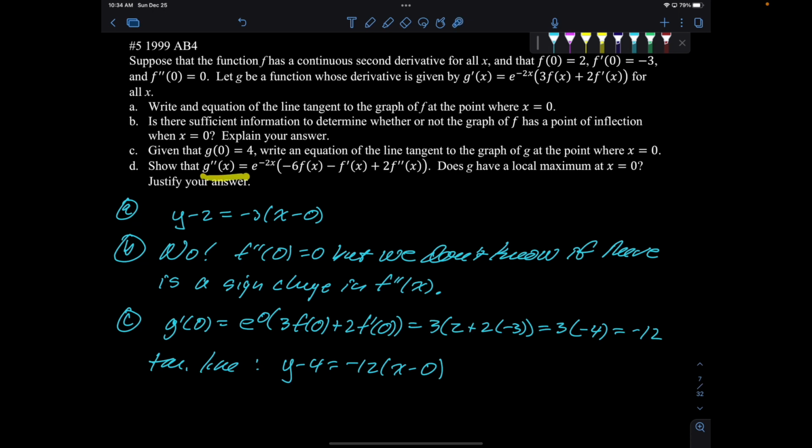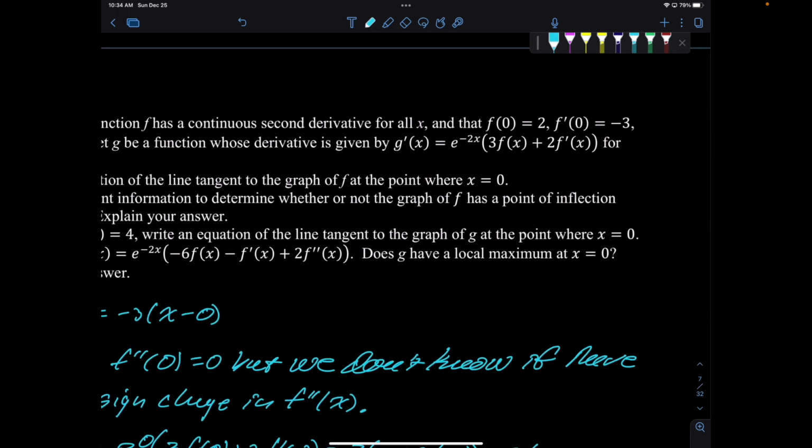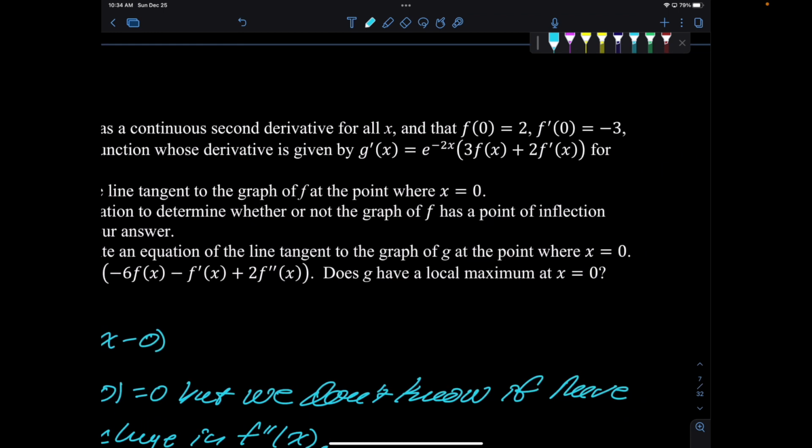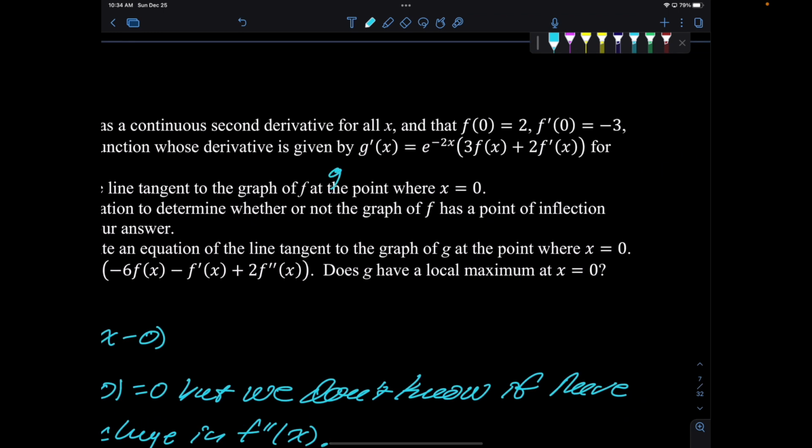Show that g double prime is this monster. Does g have a local max at x equals 0 and justify? Because we're finding g double prime and we're asked about a local max or min, I'm immediately thinking second derivative test. So we have to find the derivative of g prime. I'm going to copy g prime here and then move it down. G prime is e to the -2x, 3f of x plus 2f prime of x.